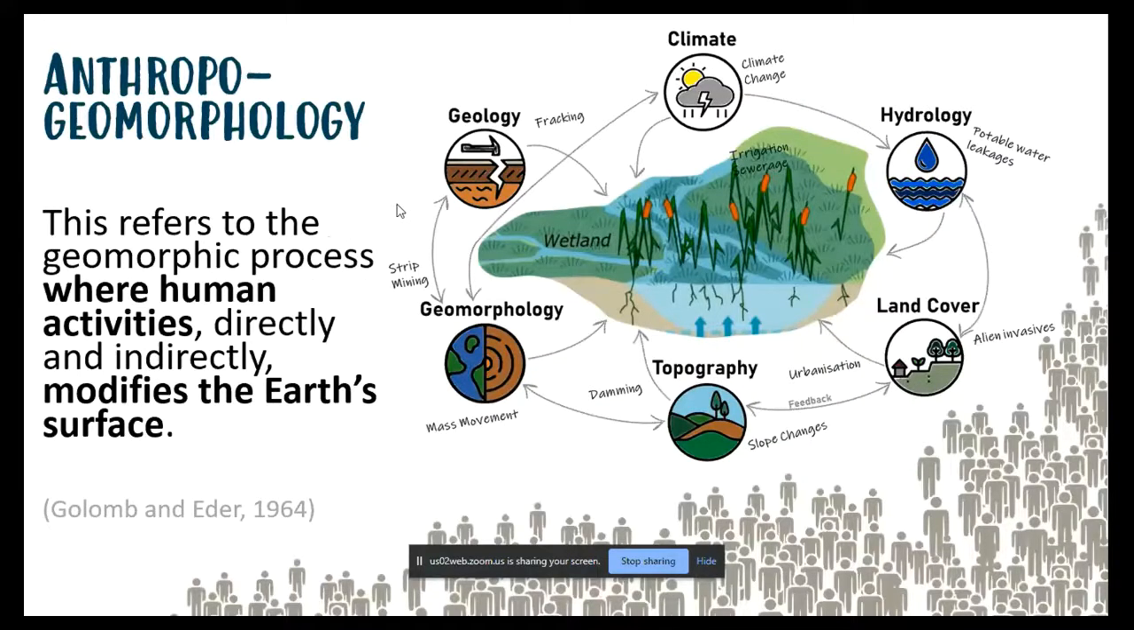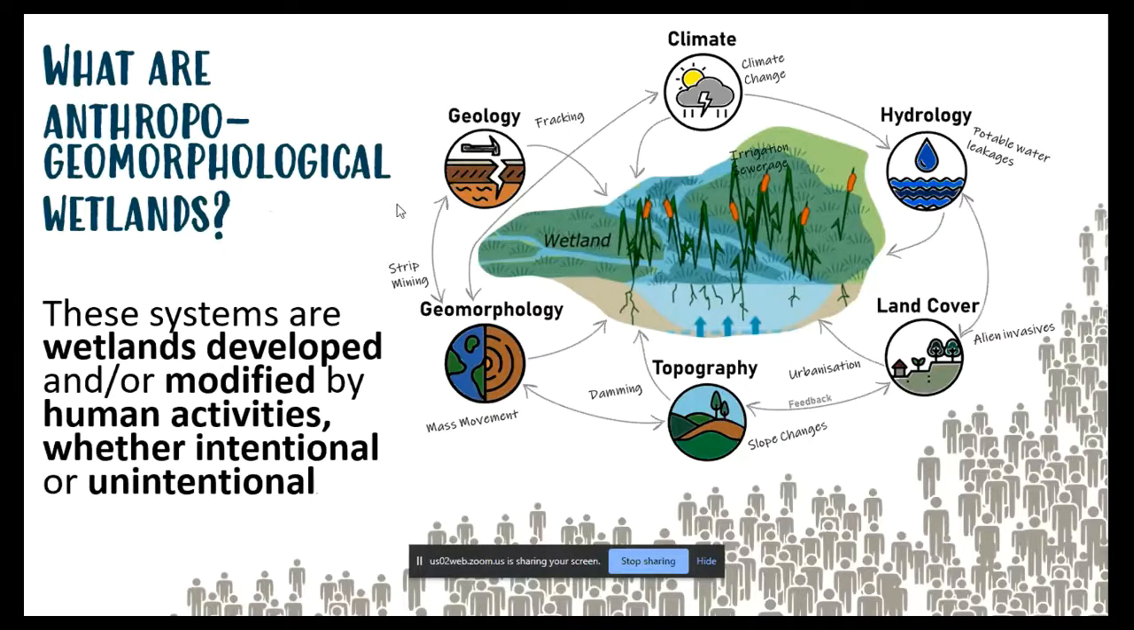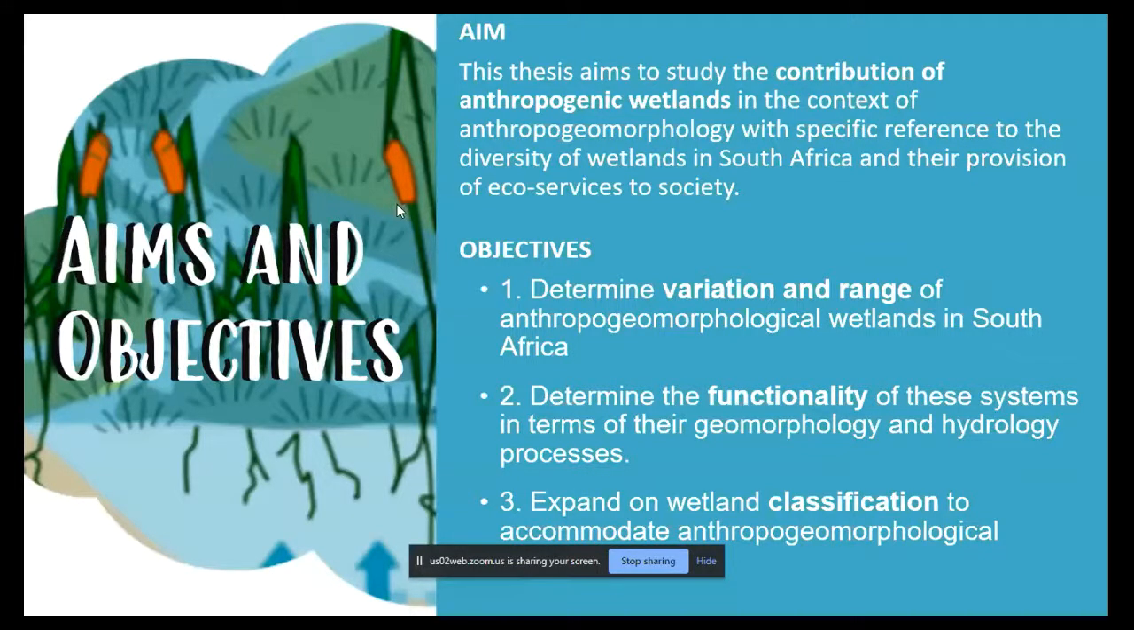So, what is anthropogeomorphology? This refers to the geomorphic process where human activities directly and indirectly modify the Earth's surface. In terms of wetlands, these can be damming, sloping ranges, alien invasive species, urbanization, climate change, and many more. What are anthropogeomorphological wetlands? These systems are wetlands developed and or modified by human activities, whether intentional or unintentional. The aim of my study is to see the contribution of anthropogenic wetlands in the context of anthropogeomorphology with a specific reference to the diversity of wetlands in South Africa and the provision of eco-services to society.